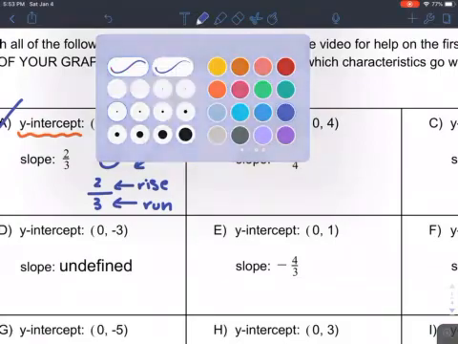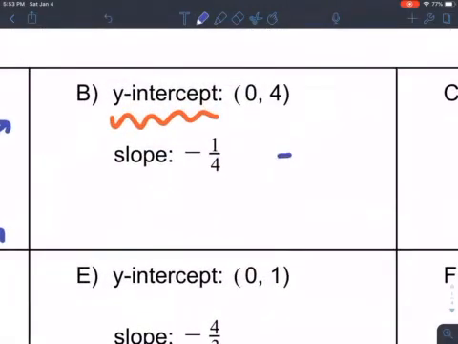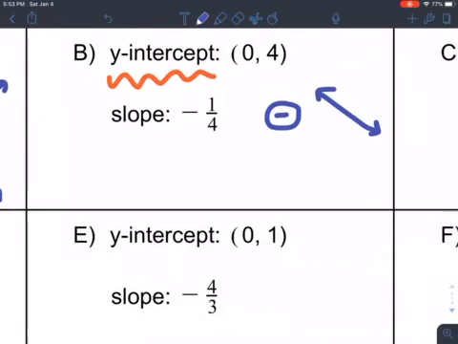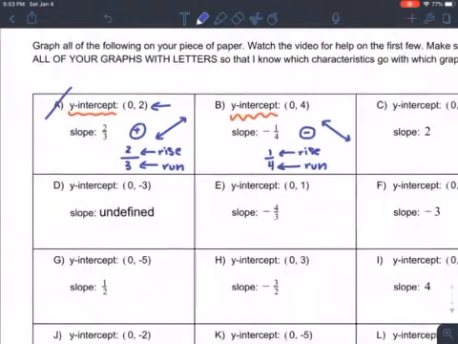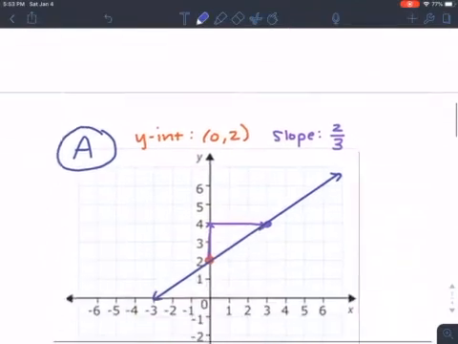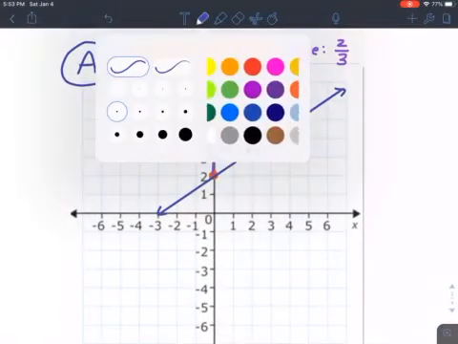So again, what does that mean? Well, a negative slope means it's going down as I go to the right. That's important. And then 1/4 means I'm going up and down 1, and I'm going left and right 4. So rise is 1, run is 4. If I go back to this graph, my y-intercept is (0, 4). So let's put that on the graph first.